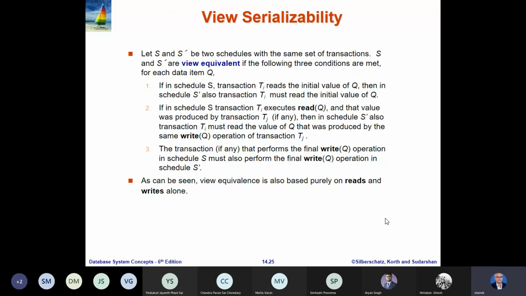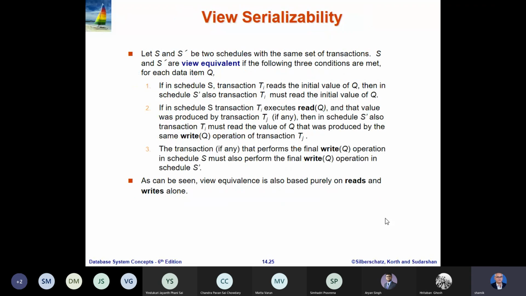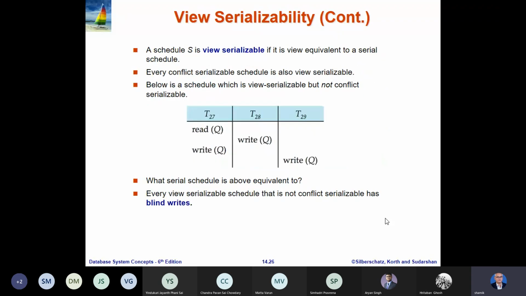Point number 2 is not important, because no one is actually reading the value of Q produced by another transaction in this particular schedule S. That's why it says if any. But the final one: the transaction that performs the final write Q in S will also perform the final write Q in S prime. So here, who does the final write Q in S? It is T29, and in the serial schedule T27, T28, T29, T29 will have the write Q, so that also is satisfied. So all the properties are satisfied, of which the second one does not exist in this example.